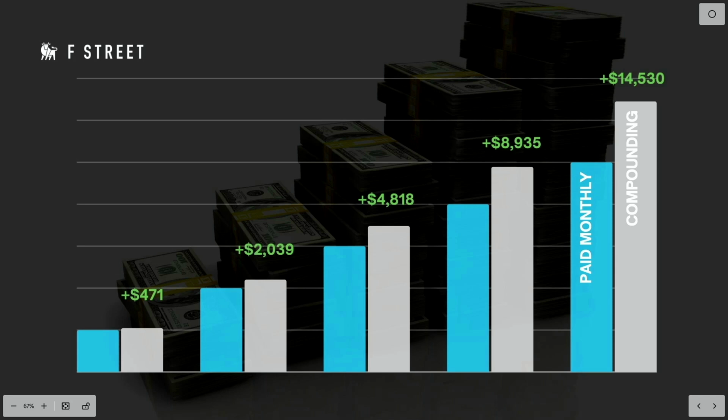This is just a chart pulled out so you can understand what happens if you're paid monthly versus what happens if you compound.